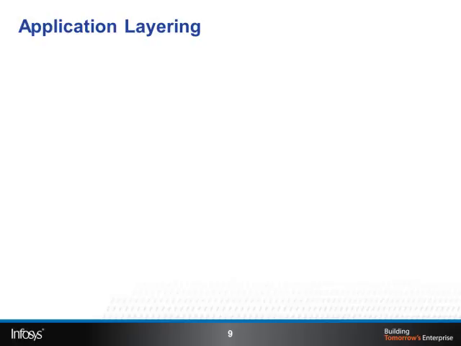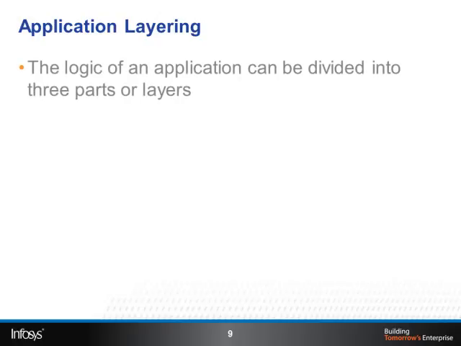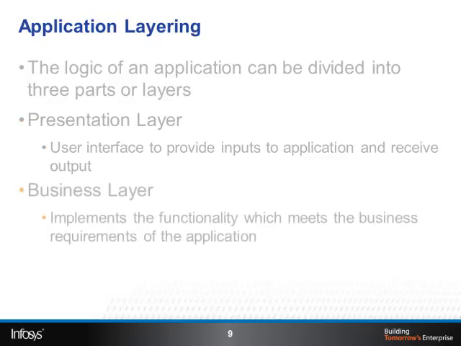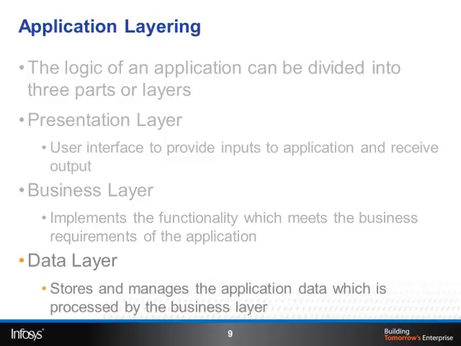Let us see how the complete logic of an application is divided in general. The logic of an application can be divided into three parts or layers. The first layer is the presentation layer, which offers a user an interface to provide inputs to the application and receives output. The second layer is the business layer, which implements the functionality which meets the business requirements of the application. The third layer is the data layer, which stores and manages the application data which is processed by the business layer.